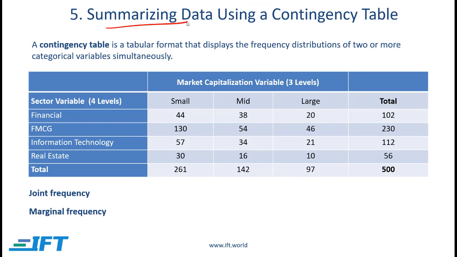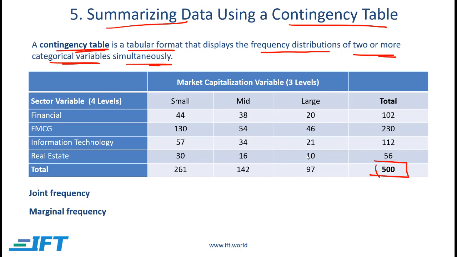Moving on to summarizing data using a contingency table. A contingency table is a tabular format that displays the frequency distributions of two or more categorical variables simultaneously. Let's take a simple example. Say we have 500 stocks and we are evaluating these 500 stocks along two variables. One variable is the market capitalization variable. The other is the sector variable.